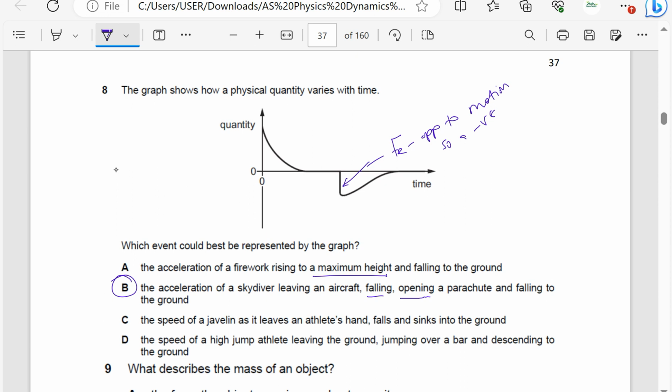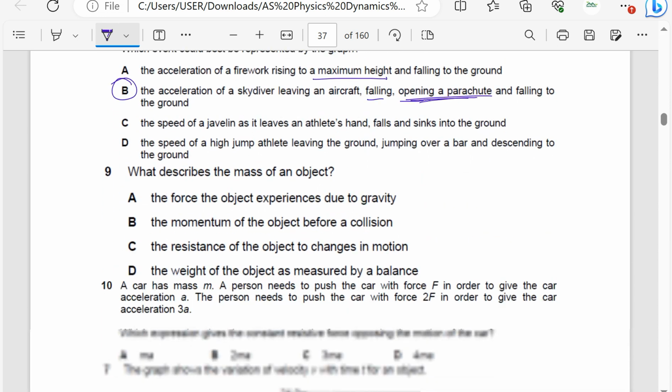The acceleration of a skydiver leaving an aircraft, falling, opening a parachute. At this point where he opens the parachute, the air resistance becomes greater than his weight. So the resultant force changes direction. That's why I said this part here shows opposite. The resultant force is in the opposite direction to motion. So the acceleration becomes negative. So the answer is B.